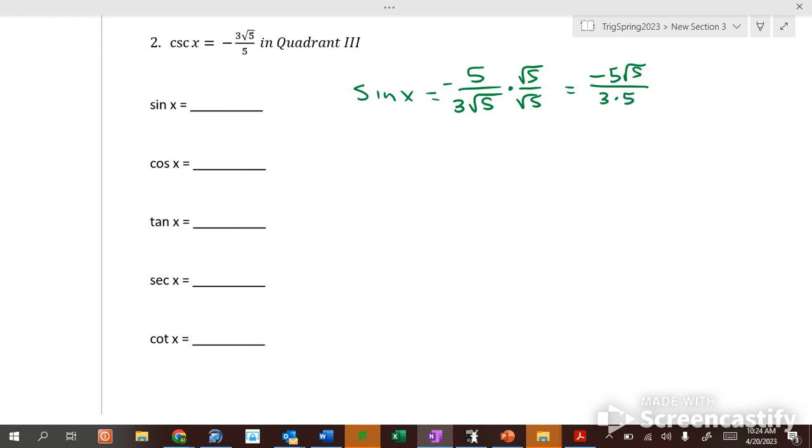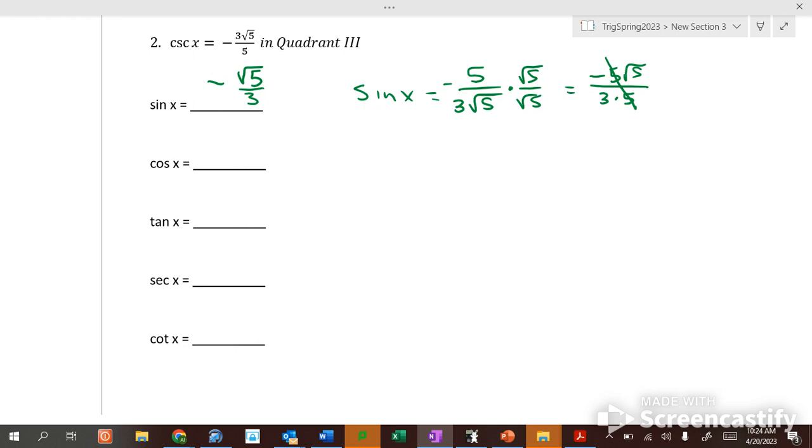You say, well, why don't you just multiply them? Because I can see right now my 5s are going to cancel. So it's negative square root of 5 over 3. Yikes. Come on, be back. There. So that's what sine is.